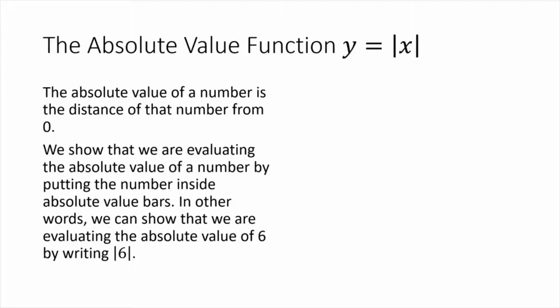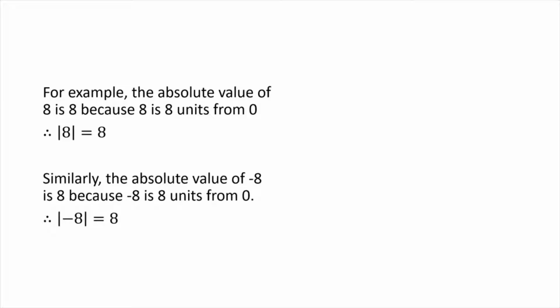Now let's talk about the absolute value function. Remember that the absolute value of a number is the distance of that number from 0. And we show we're evaluating the absolute value by putting the number inside absolute value bars. In other words, we show we're evaluating the absolute value of 6 by writing 6 in those absolute value bars. So for example, the absolute value of 8 is 8 because 8 is 8 units from 0. Imagine a number line. There's 0 and there's the number 8. Well, 8 is 8 units away from 0.